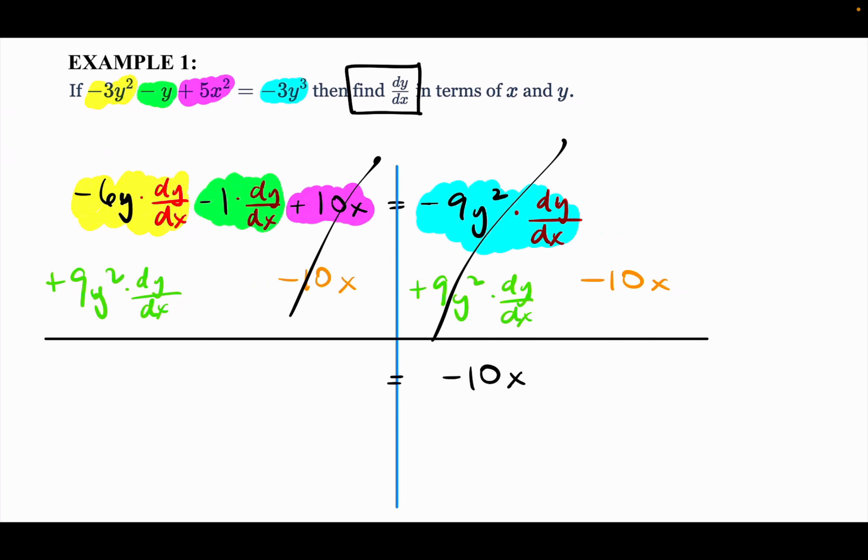Can I combine any like terms? Can I combine the 9y squared dy dx with any of the yellow or the green? No, because they don't have a y squared dy dx. The yellow has a y dy dx. The negative one doesn't even have a y. They're not like terms. So I'm just going to put positive 9y squared dy dx minus 6y dy dx minus 1 dy dx.